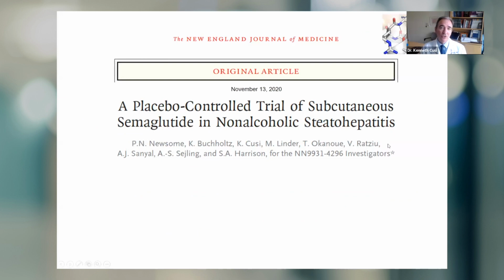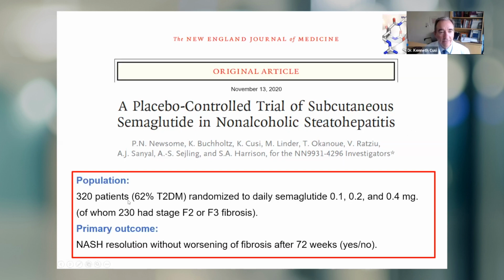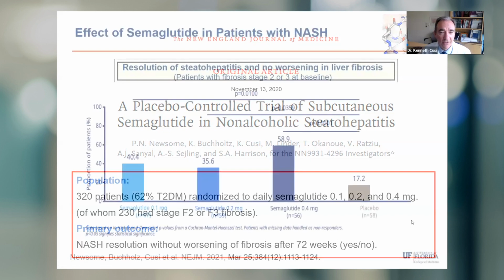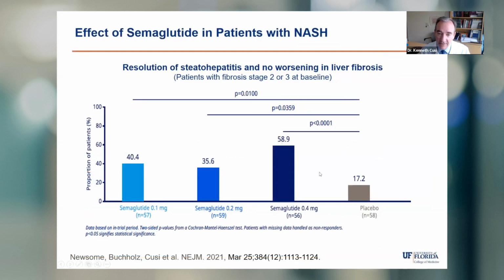Now, I'm sure you're familiar with this. This was published in March of 2021. I was honored to be a co-author of this paper. Again, 2/3 of patients had type 2 diabetes, and about 2/3 had F2 or F3. The primary outcome was this FDA endpoint of NASH resolution without worsening of fibrosis. So long story short, you might have seen this study 100 times now.